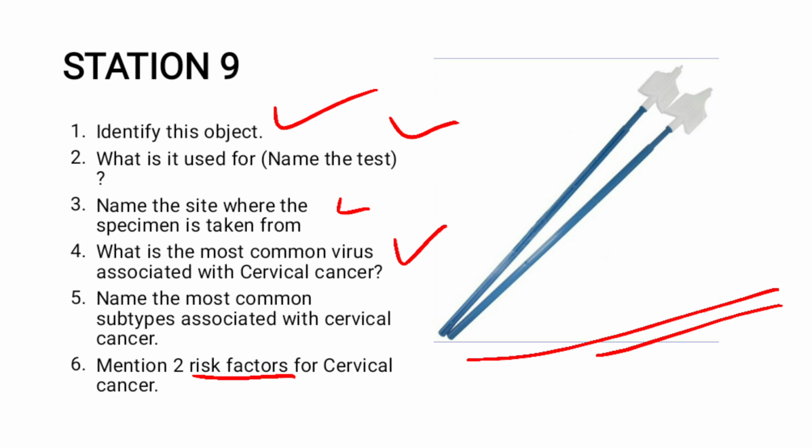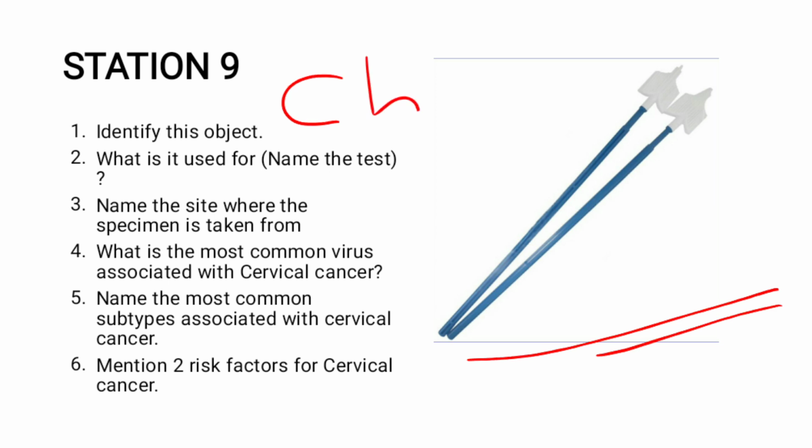Okay, so now let's start with the answers. So identifying the object, this is a rolling brush or a cervical brush. So that's CB, cervical brush.